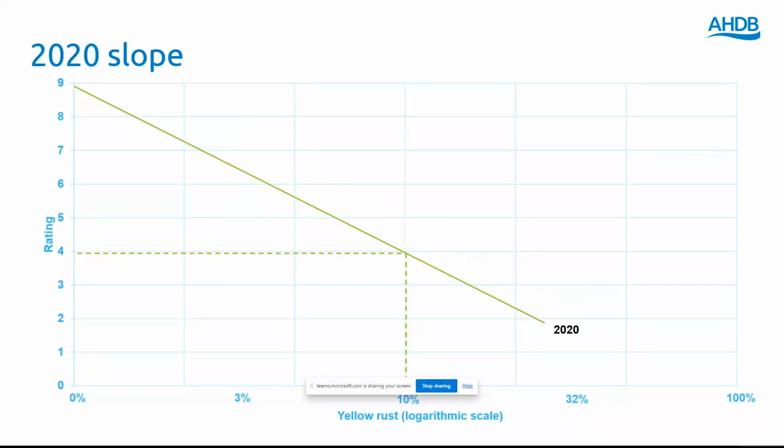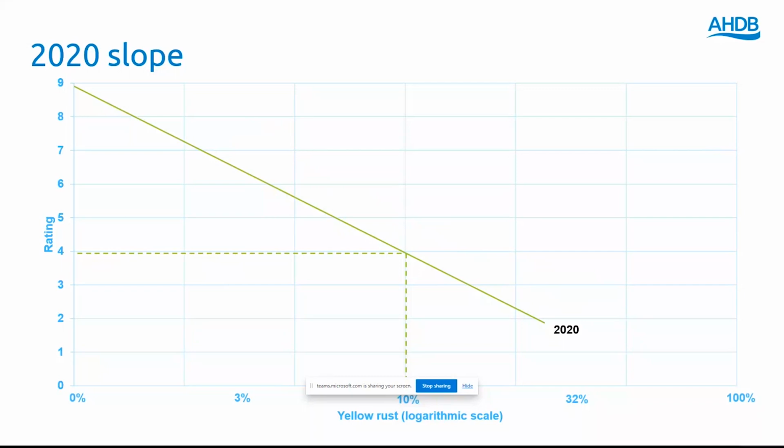So what have we done about this? For this year's ratings, we've reset the slope back down to around the 2012 level. And this means, for example, varieties that got 10% disease will once more get a rating of 4. This not only makes the ratings more representative, it also gives a wider slope, which enables better discrimination between varieties. And this change has a bigger impact on varieties with lower ratings than those with higher ratings.